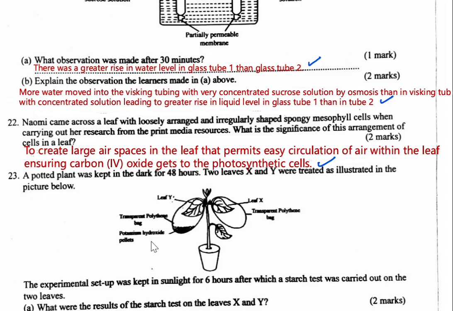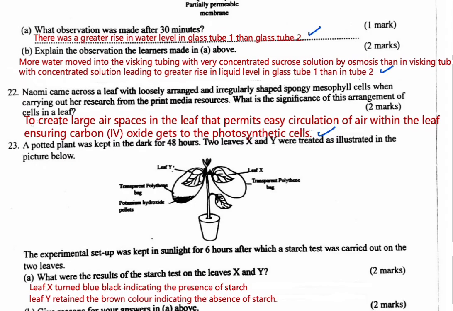So leaf Y, you have potassium hydroxide inside. Leaf X, here we have nothing. It's only transparent polythene bag. So what is the observation? So the result is going to say leaf X turned blue-black, indicating presence of starch. So for leaf X, this is the leaf X. This is Y. So leaf X turned blue-black, indicating the presence of starch. What about leaf Y? Leaf Y retained the brown color, indicating the absence of starch. So this one is going to remain brown, indicating absence of starch.